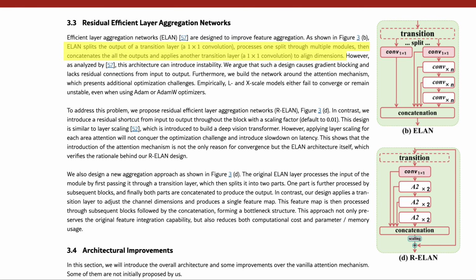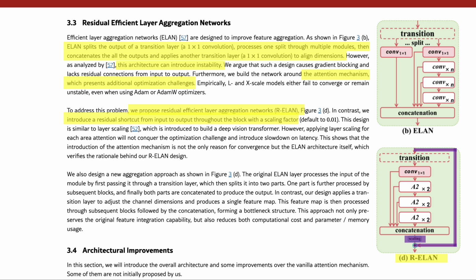Here, the authors recognize that the attention mechanism introduces additional optimization challenges, particularly in larger models, which can lead to instability and convergence issues. To address this, and drawing inspiration from the ELAN network, top right, which is designed to improve feature aggregation, they propose residual ELAN in the bottom right, which introduces a residual shortcut connecting the input directly to the block's output, scaled by a factor.